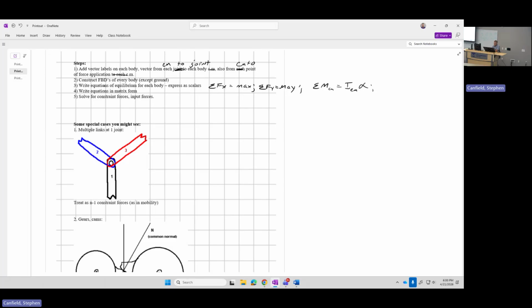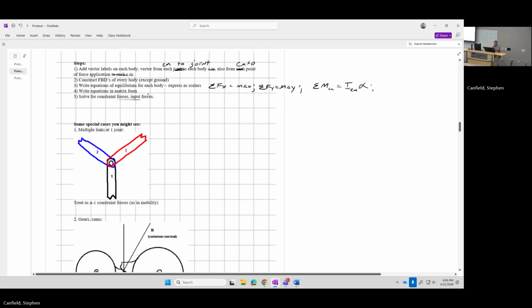So we have to write equations for each body. We then write our equations in matrix form, and then finally we solve. If we have that big matrix C times our vector of unknown forces equals MA, to solve we say that our forces equal the inverse of C times our MA. And I'm making MA and F generic to cover both torques and forces.